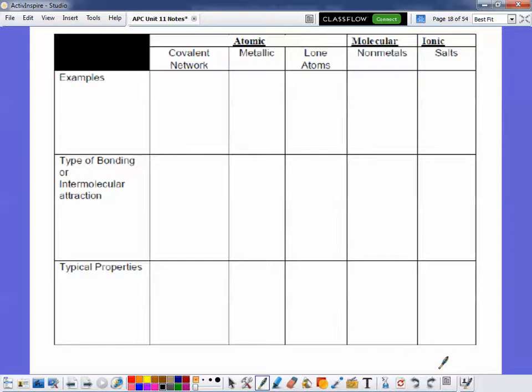All right, so today's lesson is on the types of solids. After this, I'm going to get into vapor pressure and stuff like that. But let's first talk about the different types of solids and their properties.